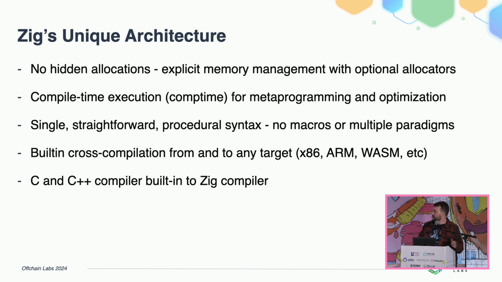It's a procedural-like syntax. It's got built-in compilation, cross-compile from your machine to any target. You can compile from ARM to x86, x86 to ARM. WASM is a first-class target as well, which makes it suitable for Arbitrum's Stylus WASM VM. And as I mentioned, the C and C++ compiler is built in, so you can easily integrate C libraries in your code.